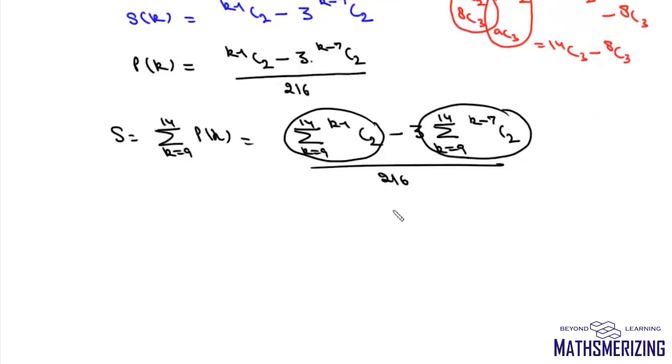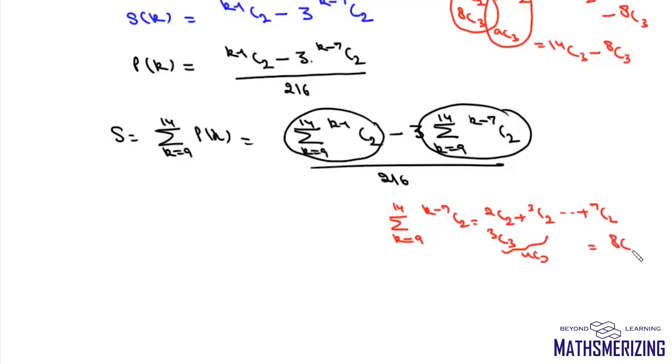And if we look at the second series, which is the summation, k varies from 9 to 14, k minus 7 C2. Now this is 2 C2 plus 3 C2 up to 7 C2. Now 2 C2 is 1, we can also write this as 3 C3. So the next one will be 4 C3, and finally it will be 8 C3. So this first summation is 14 C3 minus 8 C3, and this second summation is 8 C3.